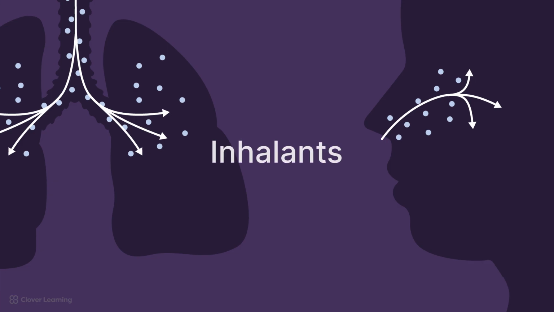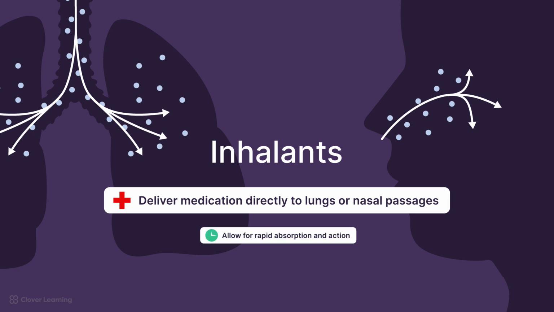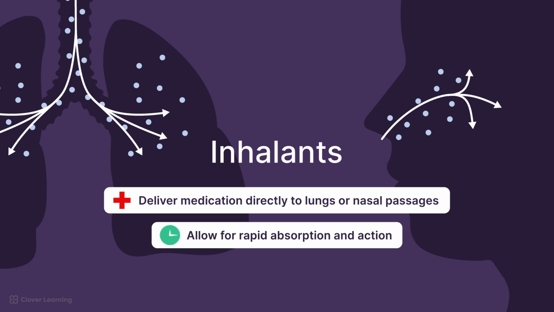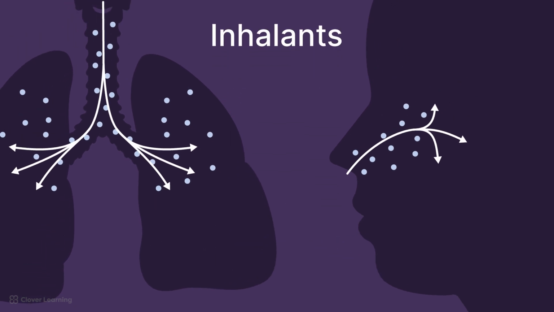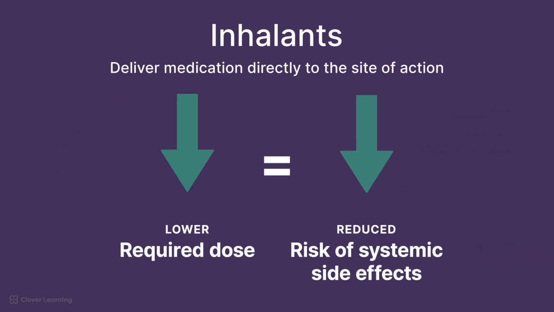The effectiveness of inhalants lies in their ability to deliver medication directly to the lungs or nasal passages, allowing for rapid absorption and action. Once inhaled, the medication is absorbed through the lung tissues or nasal mucosa into the bloodstream. After absorption, the medication is distributed throughout the body via the bloodstream. However, because the medication is delivered directly to the site of action, the required dose is often lower, reducing the risk of systemic side effects.